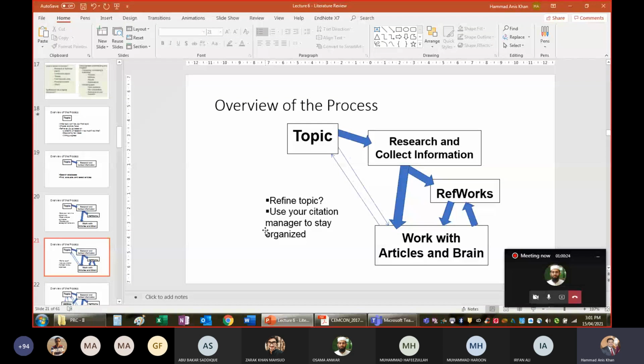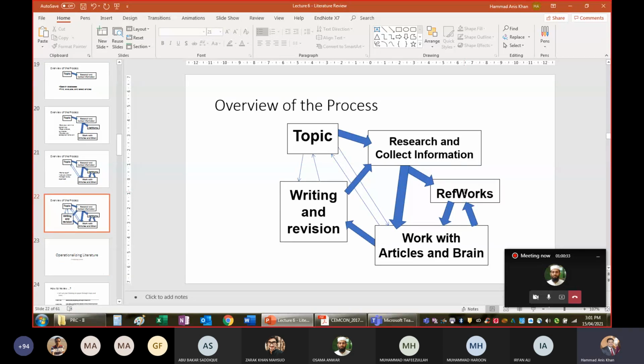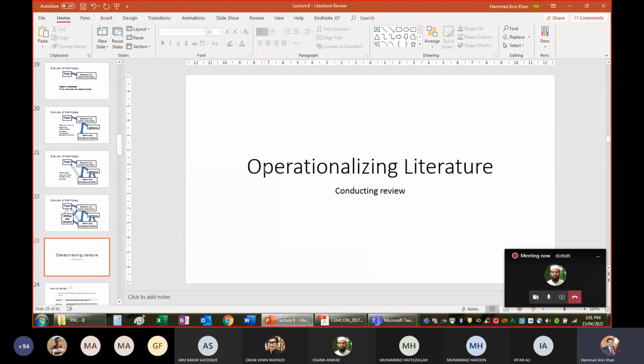You keep on organizing, you keep your citation manager software updated, and then you write and revise. So by doing this writing and revision, your topic is actually modified. This means that the topic which you have selected in the start will not be the same by the end of this process. It will be a slightly different topic in a similar domain, but you have actually pinpointed the problem which you are going to study, and that will be your topic.